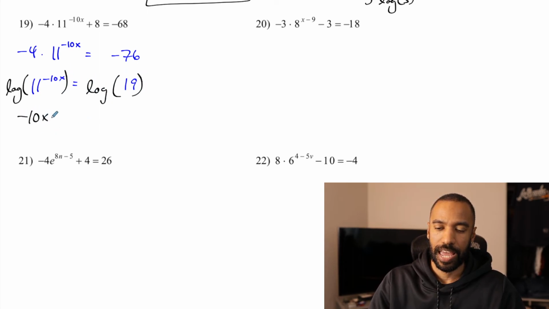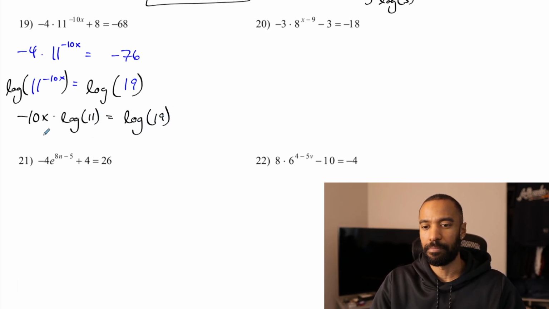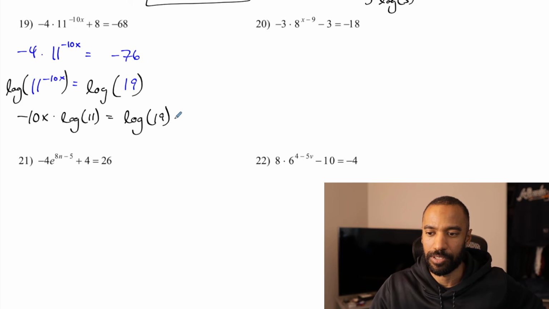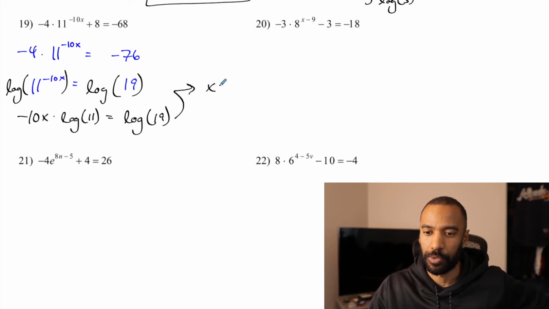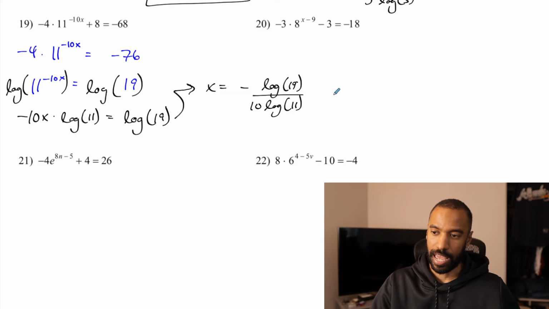You get negative 10x times log of 11 equals log of 19. I think this is the problem that I did with my kiddos. That 19 just popped in my head after I just said it. Divide both sides by negative 10 times log of 11. We get x equals negative log of 19 over 10 times log of 11. Okay, here we go. Negative... whenever I type log, I'm just doing natural log, but that's okay. 10 times log of 11. We're getting negative.